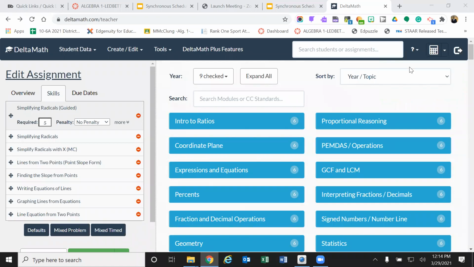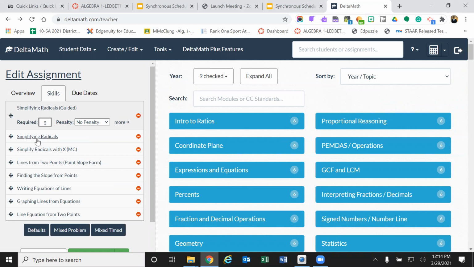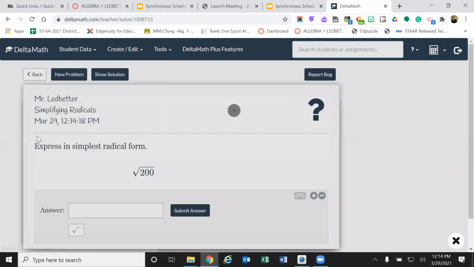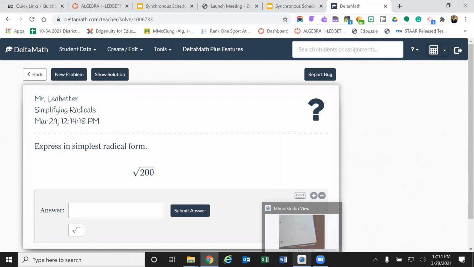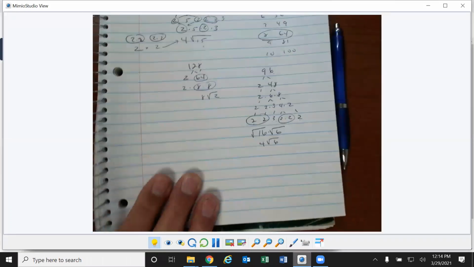So now I'm going to do the second skill of our 8-1 simplifying radicals. If you look, here it is, simplifying radicals. We're going to click this one. This time they don't give us any guide, and you're going to have to kind of do it. So I like doing it. This is one you're going to have to do on paper and pencil. So I'm going to go ahead and get my little scratch paper here.